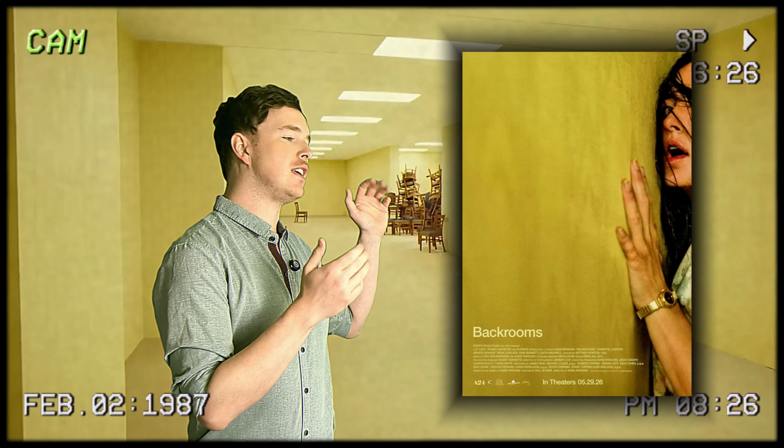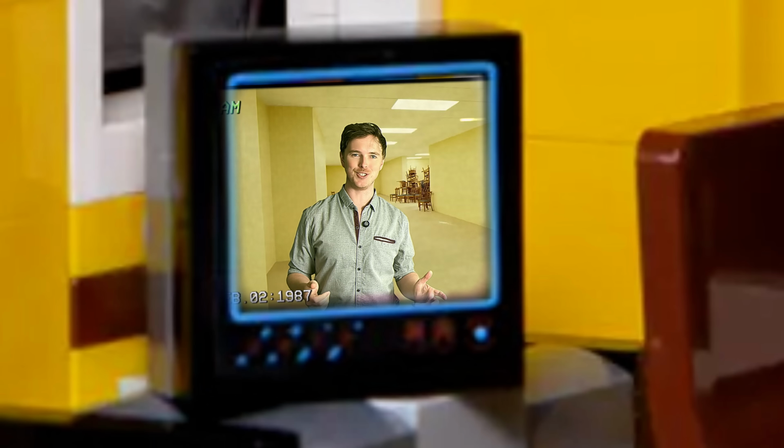Since the Backrooms movie is premiering this week, we're going to make our own version of the Backrooms out of LEGO. Let's get to it.